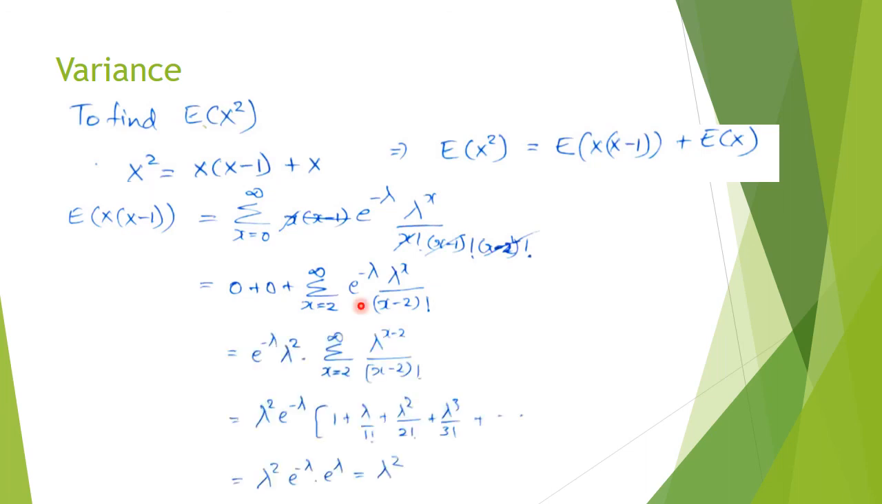Now you can take e raised to minus lambda. To make the same value here, we have to take lambda square outside, so that will be lambda raised to x minus 2 divided by x minus 2 factorial. Now substitute the value of x, it will be the expansion of e raised to lambda. So substituting that, you will get the value lambda square.